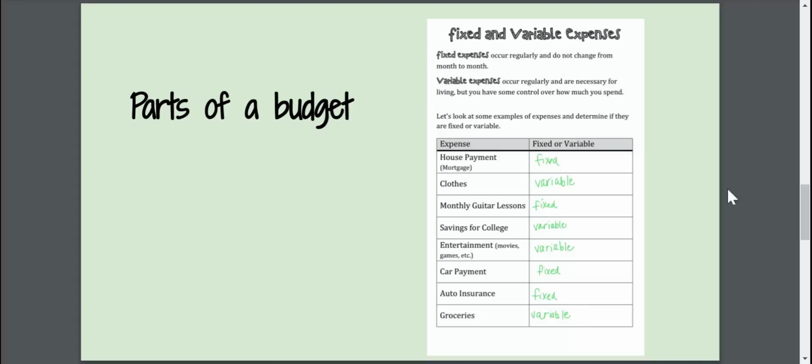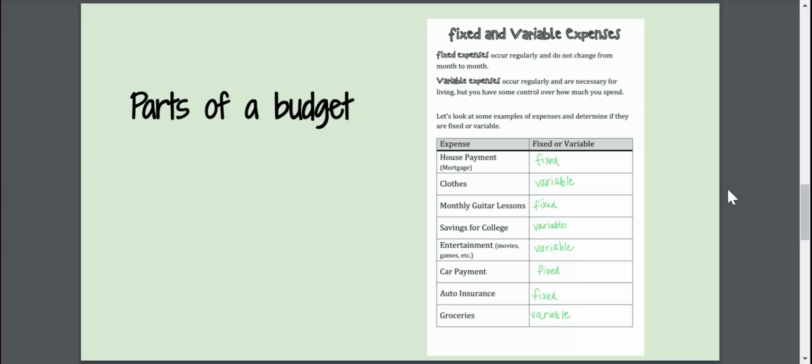Monthly guitar lessons. Those might be an example of a fixed expense because the amount usually doesn't change. I know for my daughter's dance lessons, it costs the same amount every month. Savings for college is a variable expense. Most people do this, but the amount that you put into savings kind of depends each month with other factors going on in your budget.